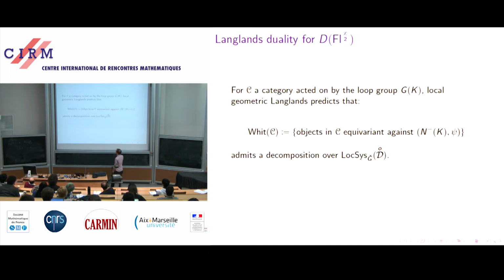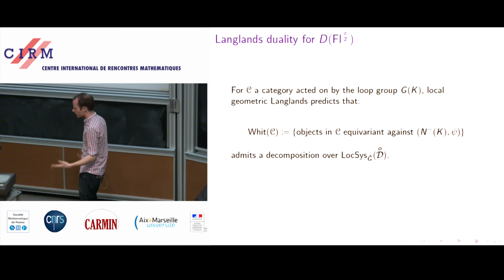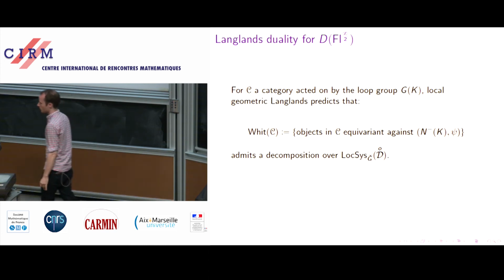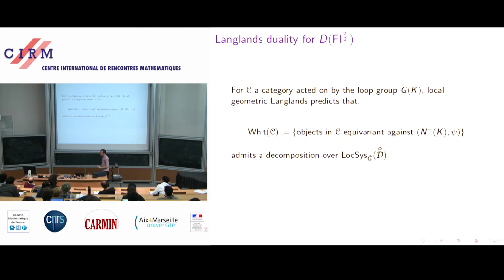OK, so what I want to talk about now is a Langlands duality theorem for this category of D-modules on the semi-infinite flag variety. So the format of local geometric Langlands is as follows. If you have a DG category acted on by the loop group, Ben-Zvi talked about earlier today what it means for a finite dimensional group to act on a category. And there's a version of this for the loop group just as well, as soon as you've defined everything. And then what you expect is that if you take the so-called Whittaker category, which Dario will talk about in more detail, that this decomposes over the stack of local systems for the Langlands dual group on the punctured disk.